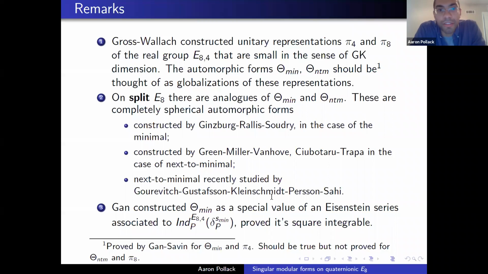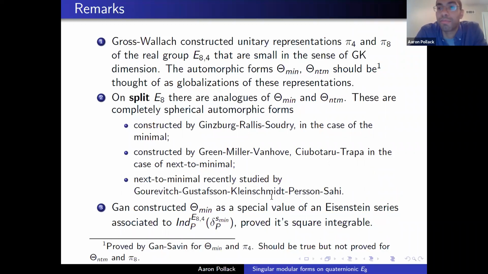I have some remarks about the results. The first remark is that Gross and Wallach constructed some small unitary representations of this real group E8,4 that are small in the sense of Gelfand-Kirillov dimension. One should think of these automorphic forms theta min and theta next to min as globalizations. In the case of theta min and this representation pi 4, that's true, and it's proved by Gan and Savin. It should be true, but it's not proved, for this theta next to min. That should be a globalization of this small unitary representation pi 8.